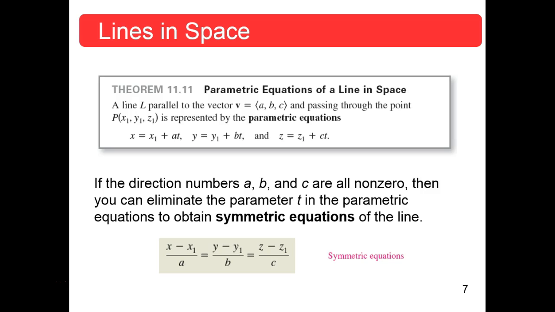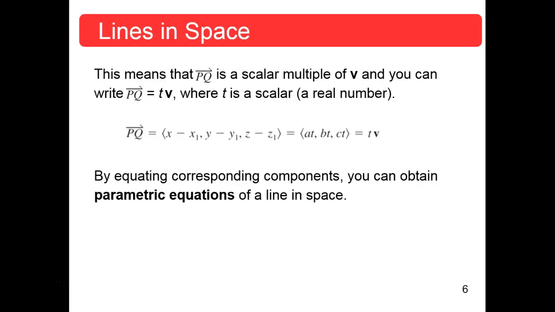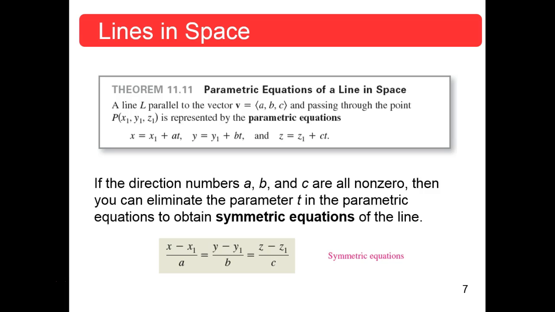I guess it's better to use this one. Okay. X minus x1, what you had before, divided by a. Y minus y1 divided by b. Z minus z1 divided by c. You just do it a component at a time. This thing divided by a is equal to t. This thing divided by b is equal to t. This thing divided by c is equal to t. All those t's are the same t, so that gives you your symmetric equations, as they call these.